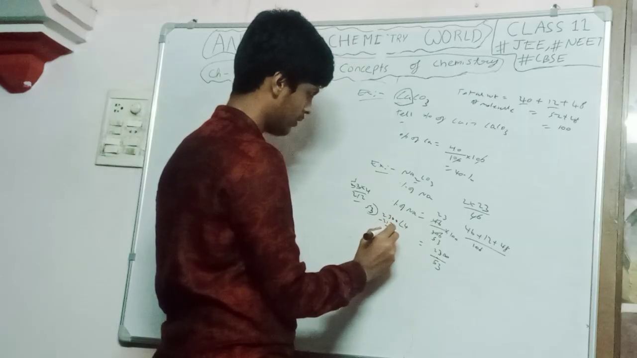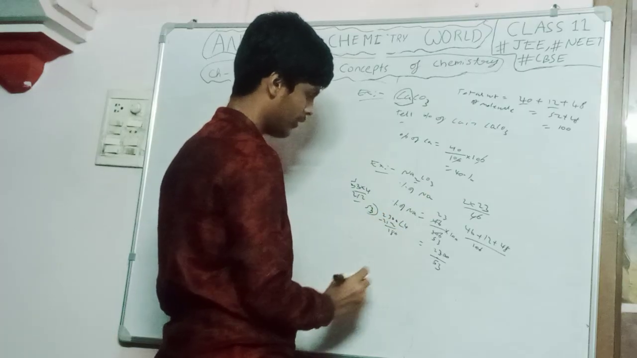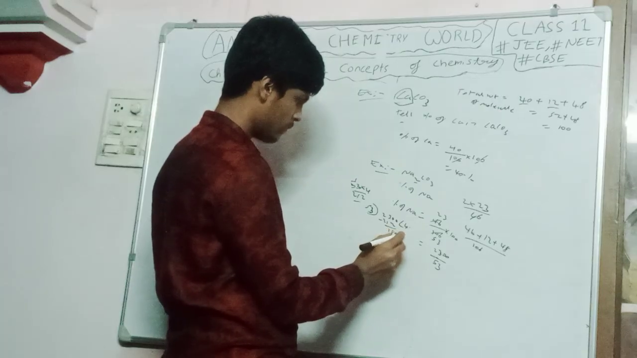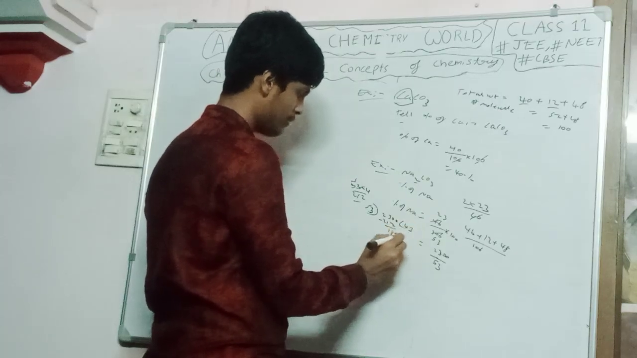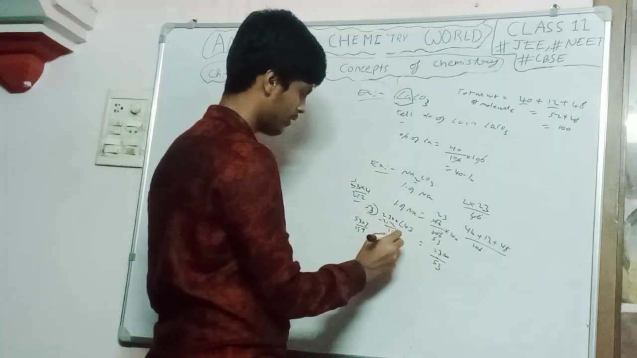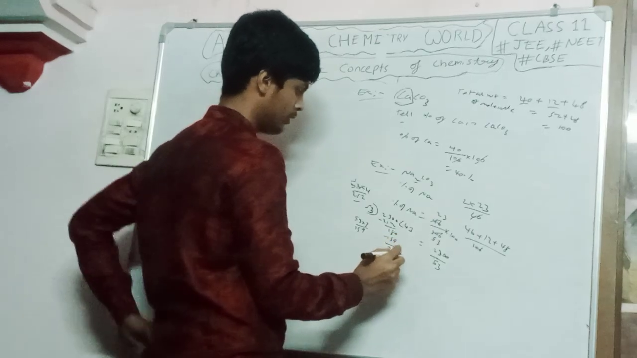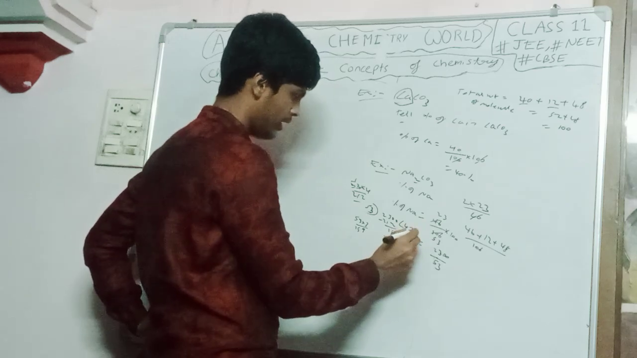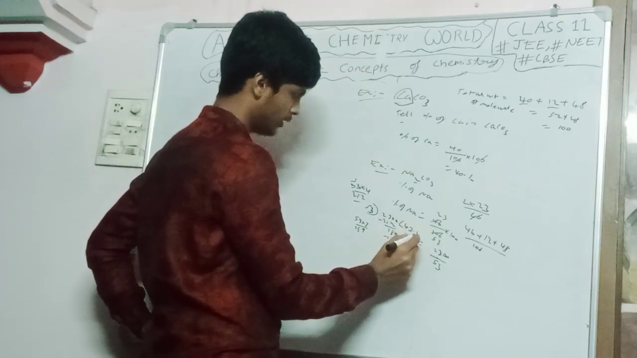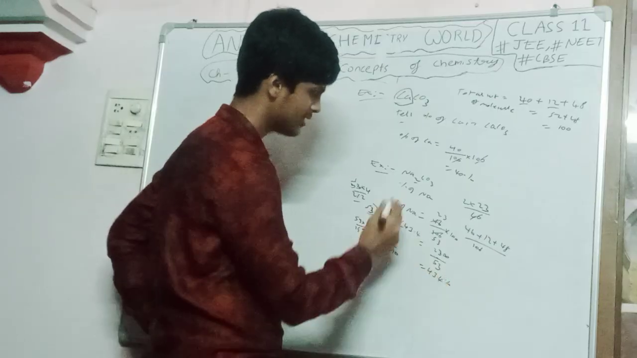53 into 4 is 212, so 18 remains, then 180. We will take 3 times. So 53 into 3 is 159. So this is 21, and we need to take a decimal point here. So approximately 43.4% is the sodium in this compound.